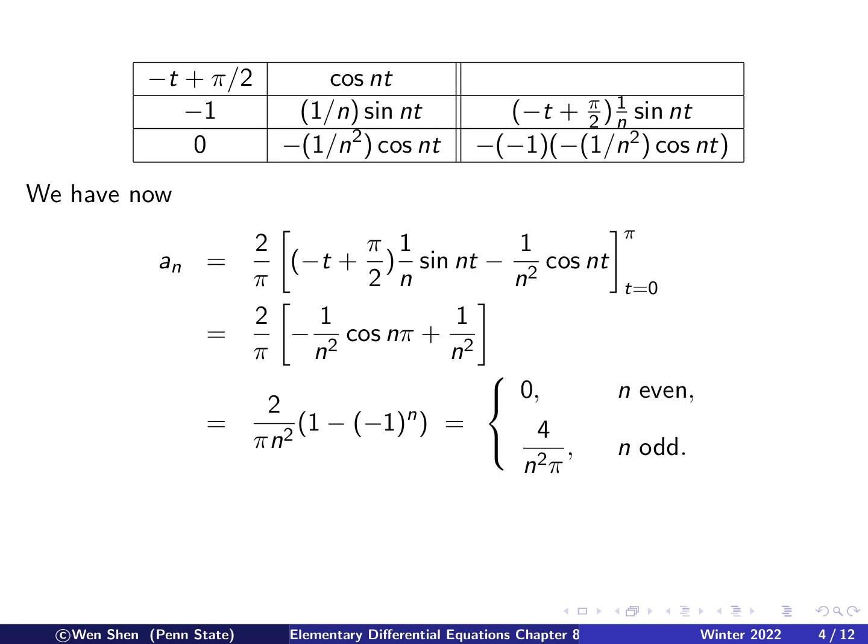Okay, we can further write out. It's worthwhile to write this out because we observe that when n is an even number, -1 to the even power becomes 1, then this is 0. So we have actually half of all these coefficients being 0. And it's only non-zero when n is odd. When n is odd, this becomes -1, and then it becomes 1 minus -1, that's 2, so we get 4 over n squared pi for n odd.